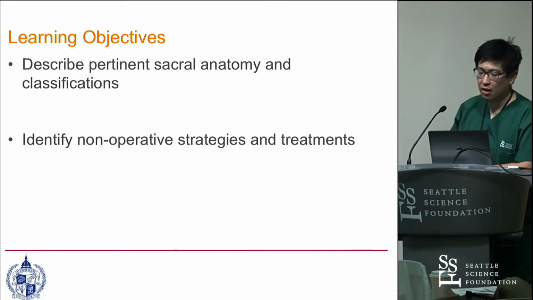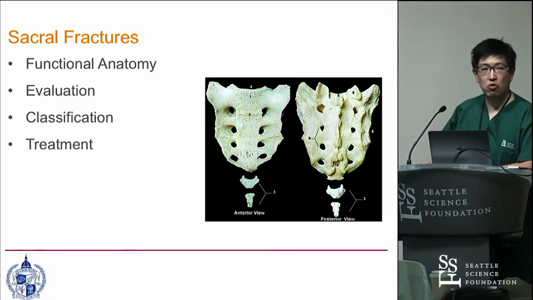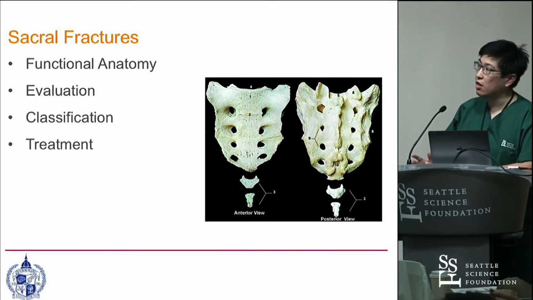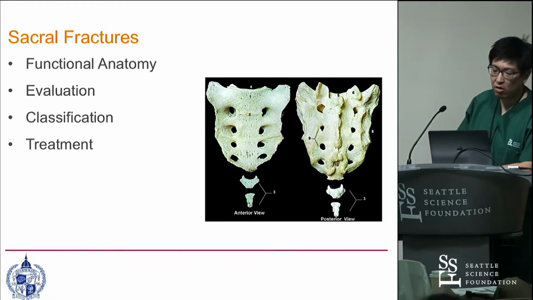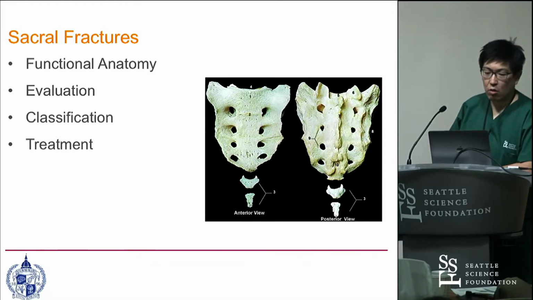identify the treatment plans. I think sacral fractures tend to be very unique in the sense that a lot of them tend to be very high energy injuries, and they tend to be multi-organ system injuries when these patients come in. So that poses unique challenges in terms of their management. So we'll talk about the functional anatomy, the evaluation, the classification scheme, as well as the treatment.